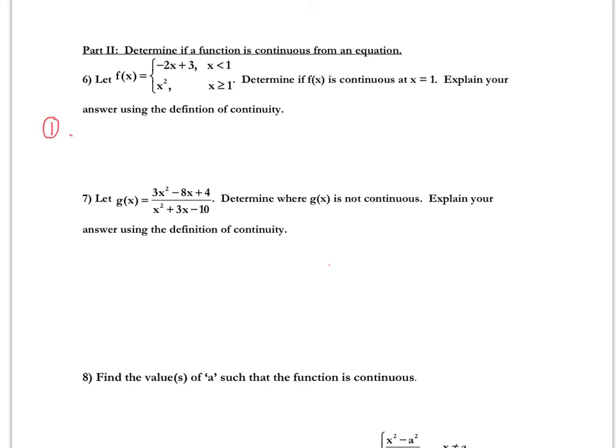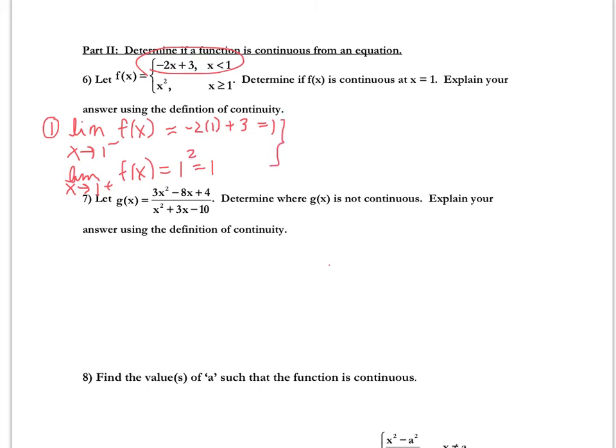So for part 1, we'll say the limit as x approaches 1 from the left of f of x, coming in from the left, would be x values less than 1. So I would use this top equation. That would equal -2 times 1 plus 3, which equals 1. The limit as x approaches 1 from the right of f of x: now I would use the bottom equation, equals 1 squared, which is also 1. So both of these show us that the limit as x approaches 1 overall for f of x equals 1.